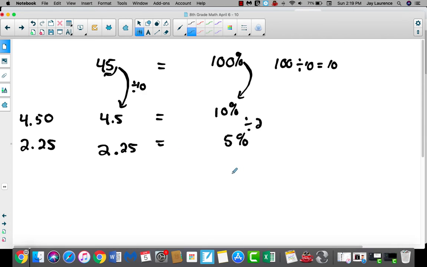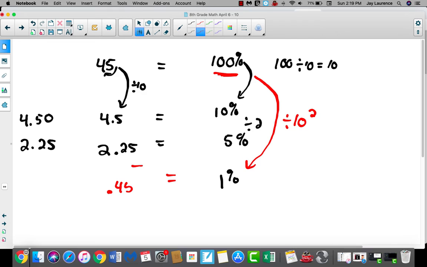Now, if I want 1% of the number, I'm not going to divide by 10. I'm going to divide by 100, or 10 squared, like we did in scientific notation. Well, that's going to cause the decimal point to move 2 places. So 1% of 45 is 45 cents. So now I can use the 10, the 5, and the 1 to build any percentage I want.